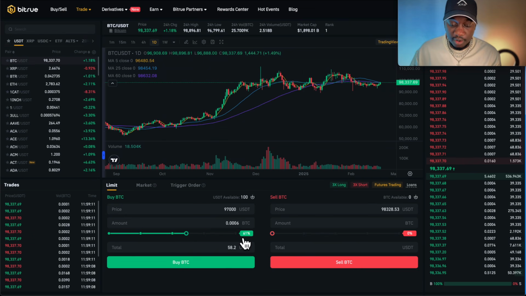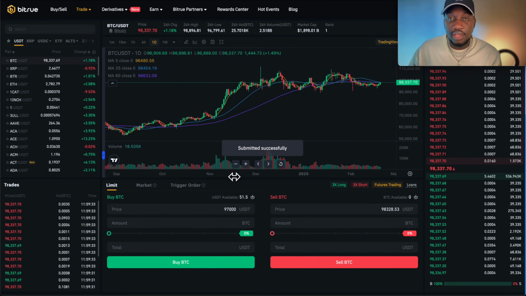We can just swipe this to 100% right here, meaning that we're going to get 0.001 worth of BTC, and this is the total amount that we're spending. Or you can just type right here the amount that you want to spend, like 50 USD, and it's going to do all the calculations and show you how much BTC you're going to get. So if we're satisfied with this, we can just go ahead and click buy, and we're going to set an order in the order book.